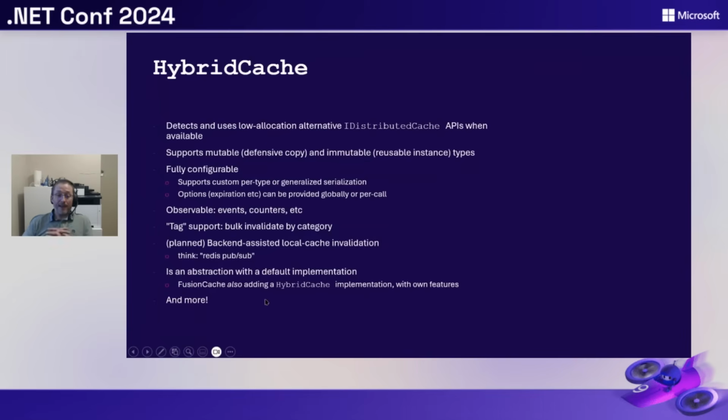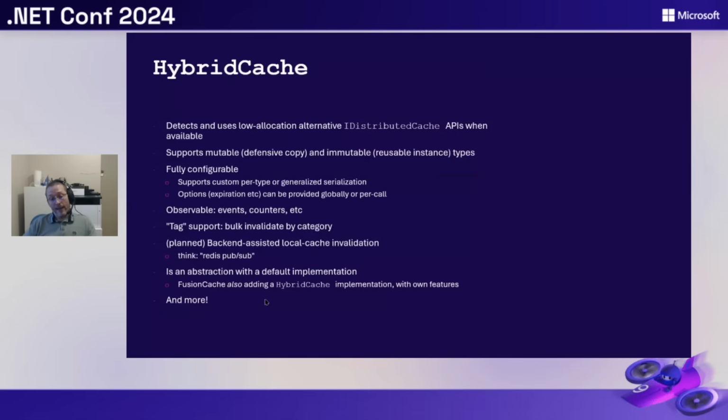We're also looking at back-end assisted cache invalidation. So obviously we've got the problem if you've got an out-of-process cache and an in-process cache, making sure that if you want to forcibly invalidate the out-of-process data, that gets into the in-process data ASAP. That won't be in the .NET 9 initial version, but we're looking to add that as soon as possible.